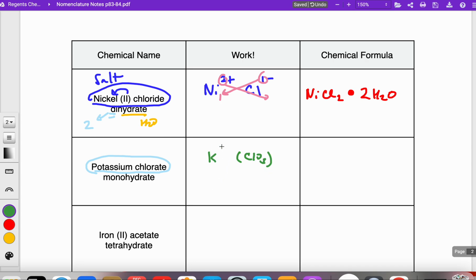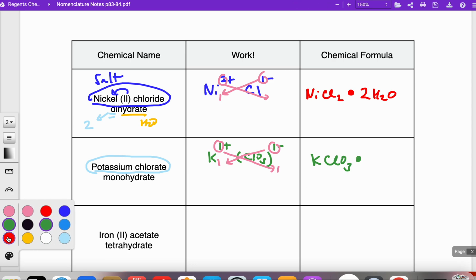Oxidation numbers, potassium uses a +1. Chlorate, according to table E, uses a -1. Using that crisscross method, it's pretty much empirical. So my salt's formula is KClO3. Then I need my big fat dot.